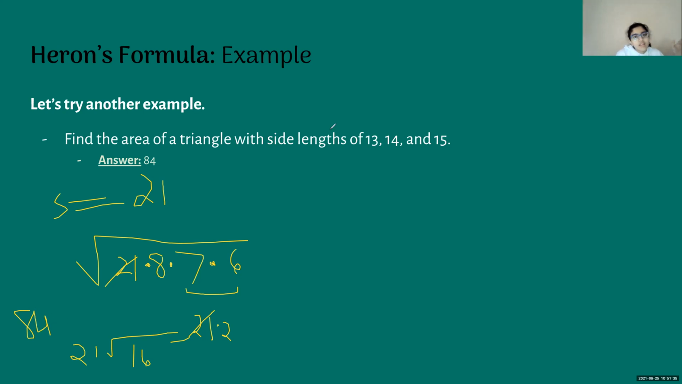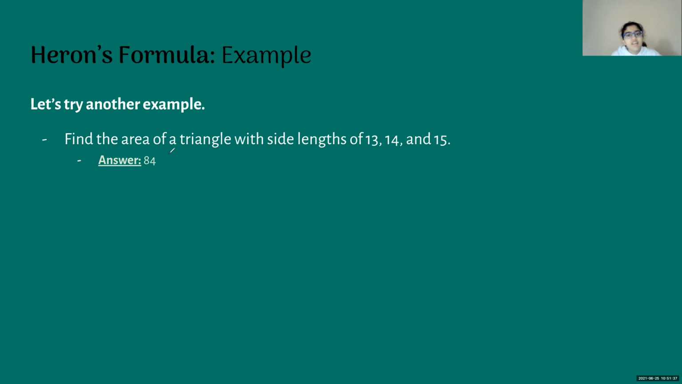But how would we check this? Actually, this is composed of right triangles. So we have 13, we have 12, and we have 5, and then we have 15, which is 5 times 3, 4 times 3, 2 times 3.